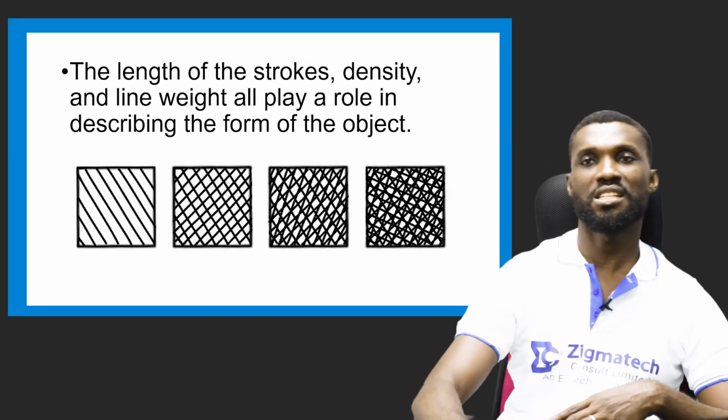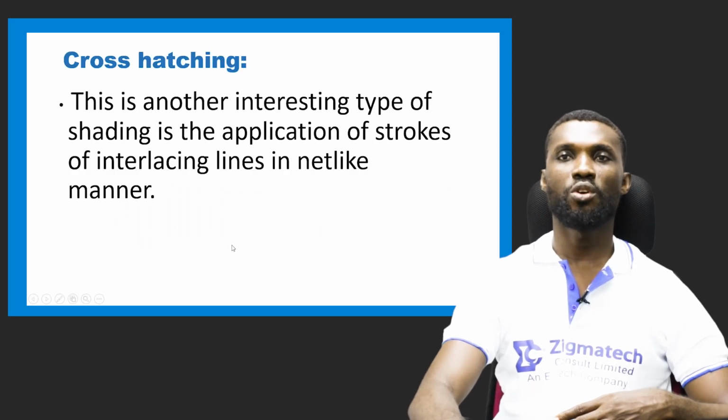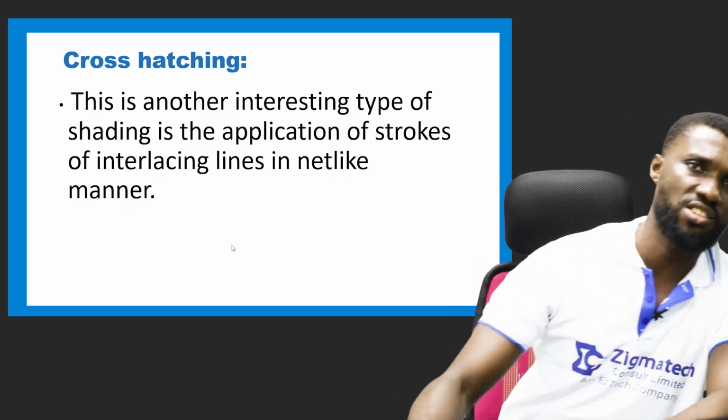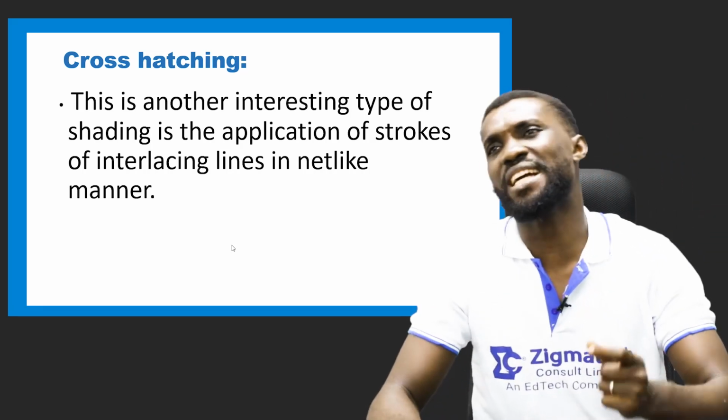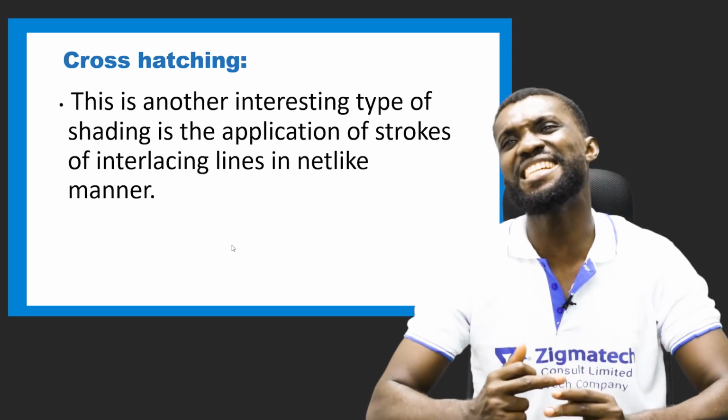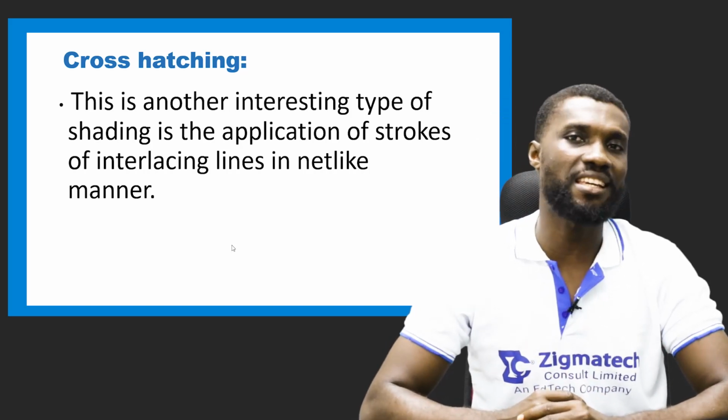Which what we are discussing is the parallel hatching. All right, so now let's go over and look at cross-hatching. Now, what exactly is cross-hatching? This is another interesting type of shading. It is the application of tones of interlacing lines in a net-like manner.